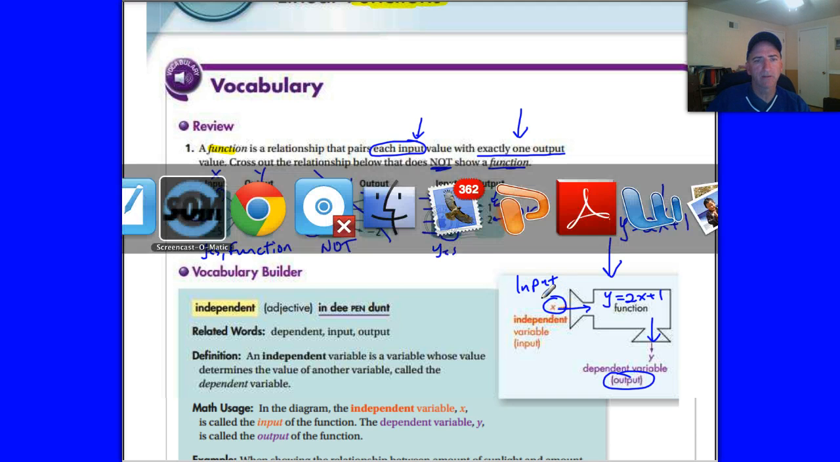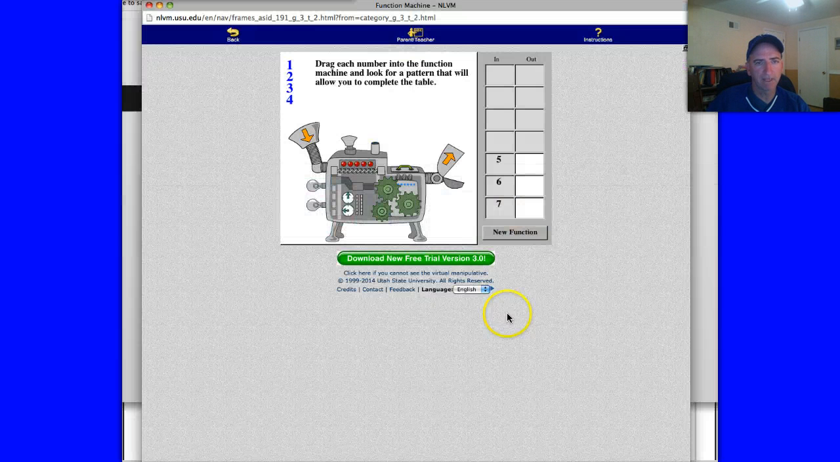I have a nice little visual here for you, if I can find it. Here, take a look at this. This is an online function machine, and it says drag each number into the function machine and look for a pattern. So I'm going to take this number 1 right here and put it into the function machine. Now watch, the machine's going to start. There it goes, it's running, and it outputs a 1. Cool. All right, let's input 2.